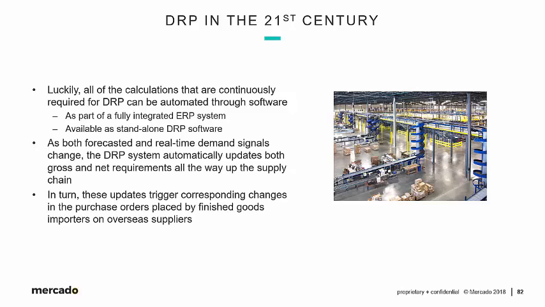As both forecasted and real-time demand signals change, guess what? The DRP system automatically updates both gross and net requirements all the way up the supply chain, meaning to the creation of purchase orders. In turn, last bullet point, these updates trigger corresponding changes in the purchase orders placed by finished goods importers on overseas suppliers. That's the whole trick right there. Let's illustrate it a little bit further.